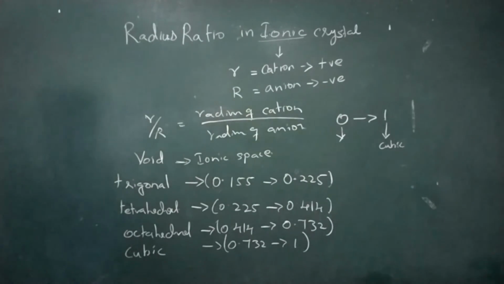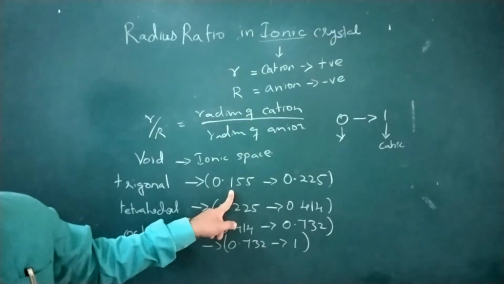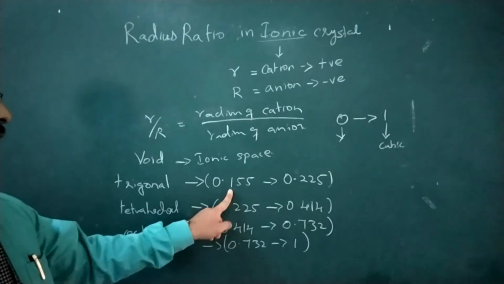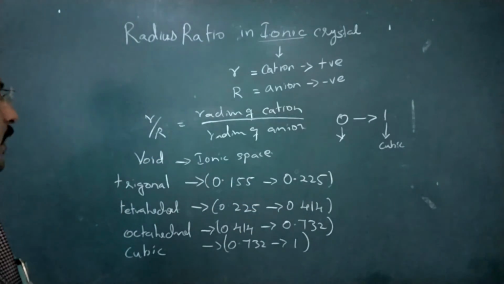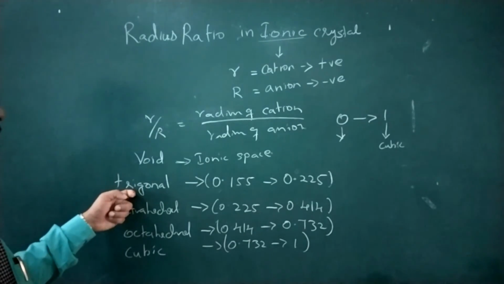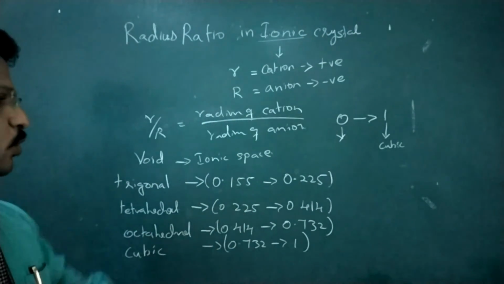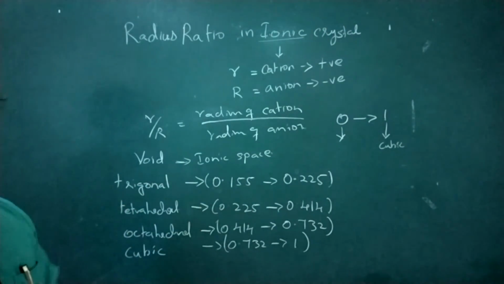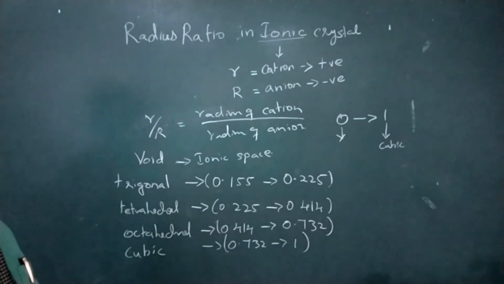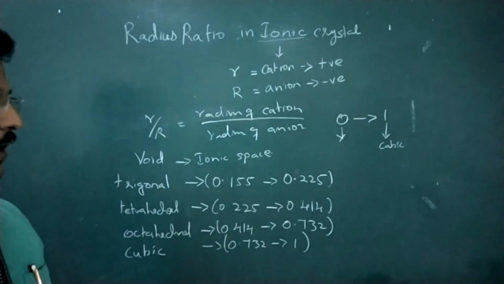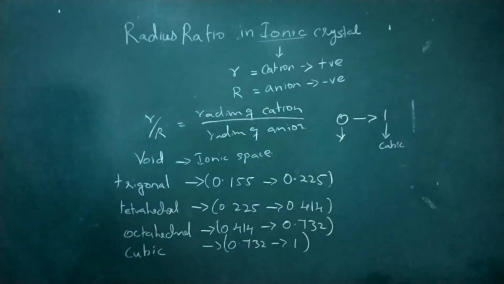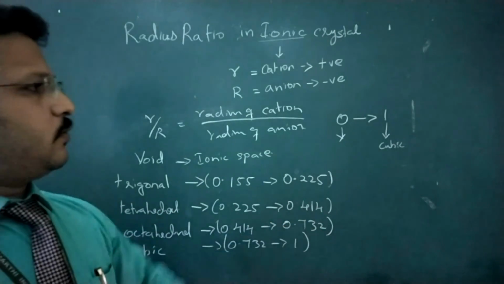So here we just consider the minimum radius ratio. If the minimum radius ratio is 0.155, the atom accommodating the void space will sit in the trigonal void, and if the minimum value of the radius ratio is 0.225, then the atom will sit in the tetrahedral void. If the radius ratio is a minimum of 0.414, then it will sit in the octahedral void, and for the cubic void, no other doubt, it will be a minimum value of 0.732, and these values will not exceed the maximum.